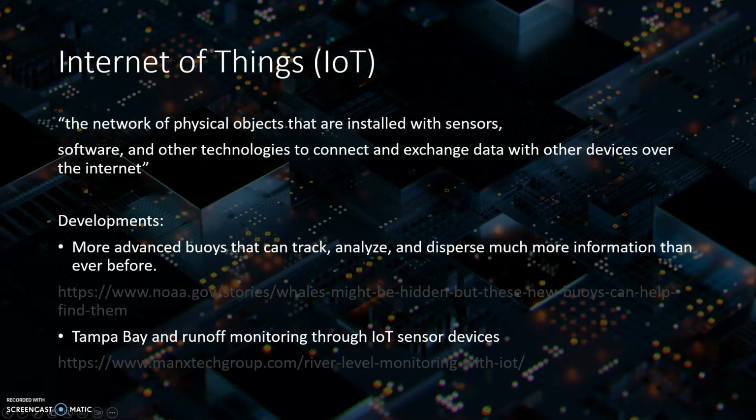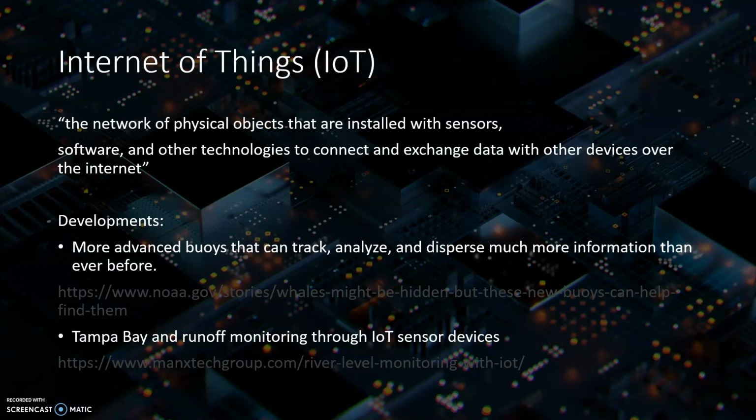So, the Internet of Things. I want to give a very quick summary of it. I like this quote that I found. It says: the network of physical objects that are installed with sensors, software, and other technologies to connect and exchange data with other devices over the internet. So Internet of Things is just using these smart devices to make this intertwined web of smart sensors and devices that ultimately create these smart cities where we can analyze this data and use it to increase efficiency, overall happiness, and quality of life.